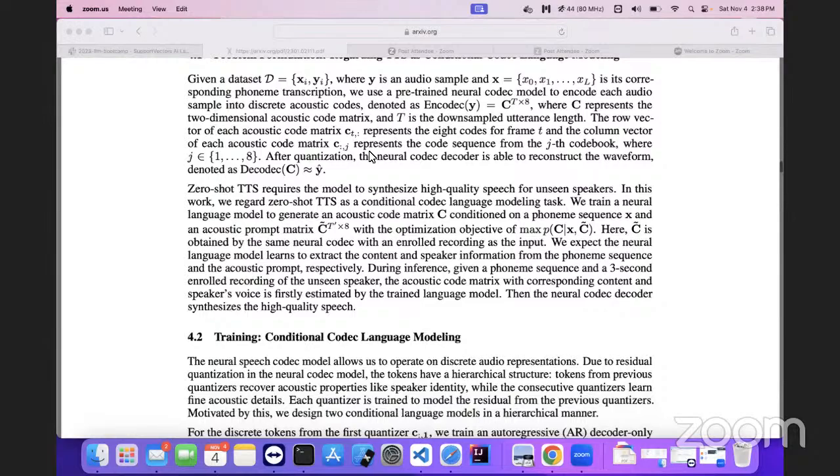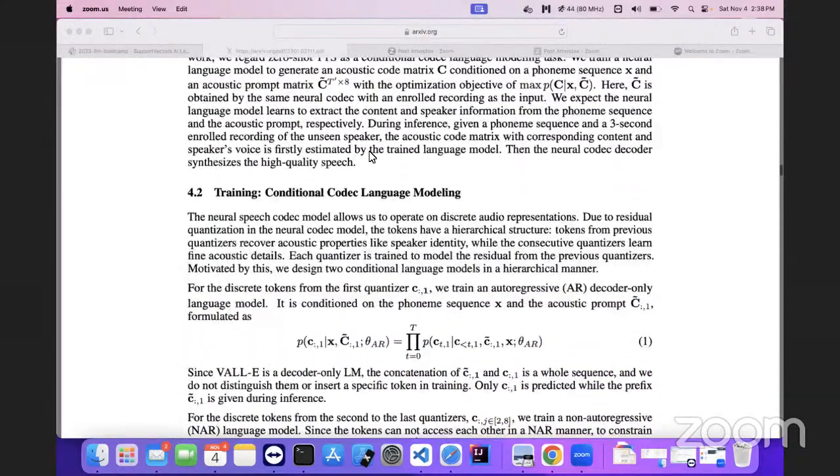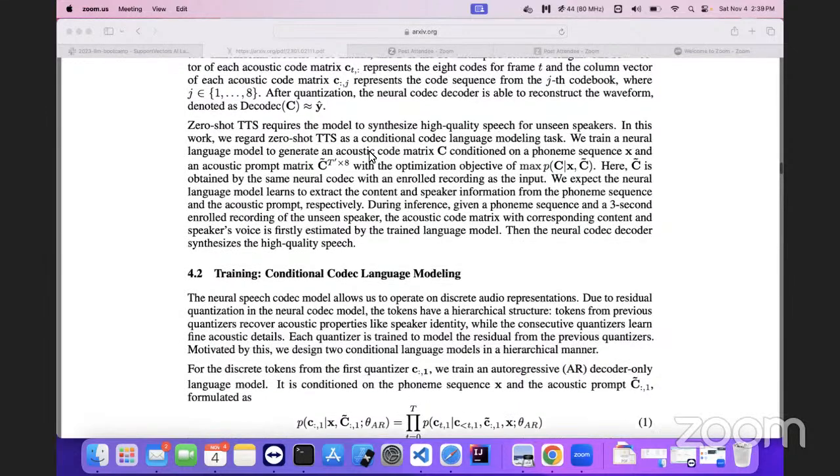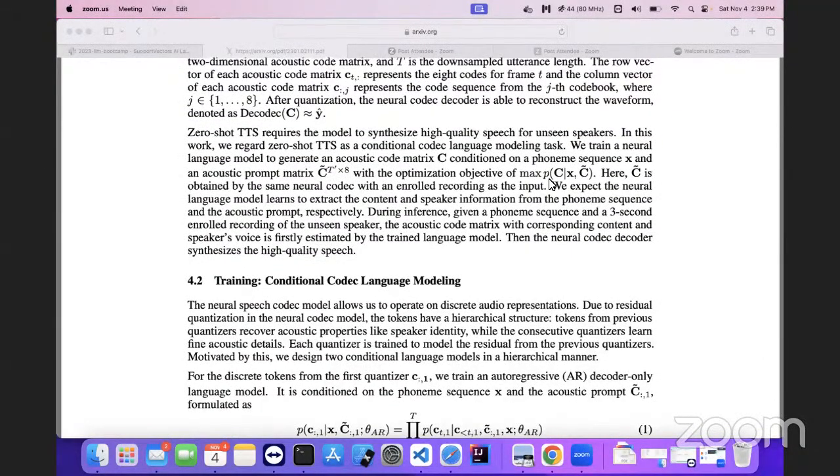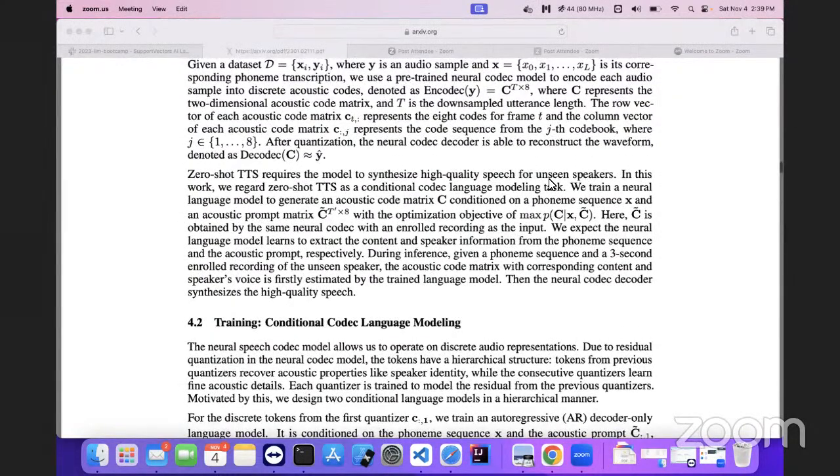Now let's look at what they are actually doing here, this is the key thing. They take your acoustic prompt, run it through this encoder, and that will produce a matrix. And that is the equivalent of your text prompt in a large language model. In a large language model you have a text prompt; that is the equivalent, the condition.